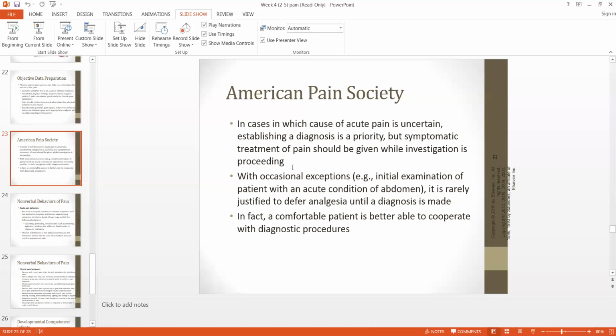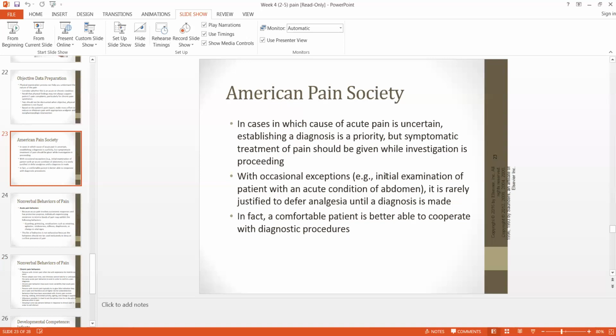And then again, we've got the contradiction of that. If we are having to rule out appendicitis, or a burst or rupture of some other kind of tumor, or a bullet wound, we may not treat them just yet until we go in and maybe do an exploratory surgery. But they're going to be given something for pain anyway for surgery. So rarely do we defer analgesia until that diagnosis is made.